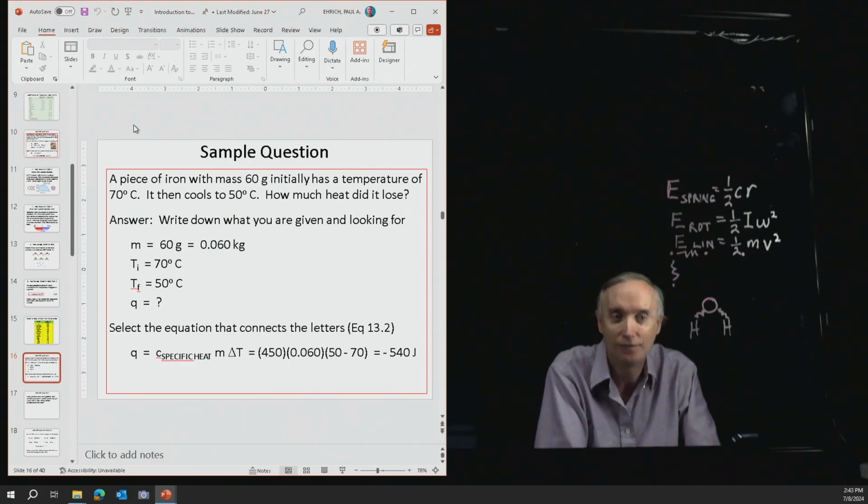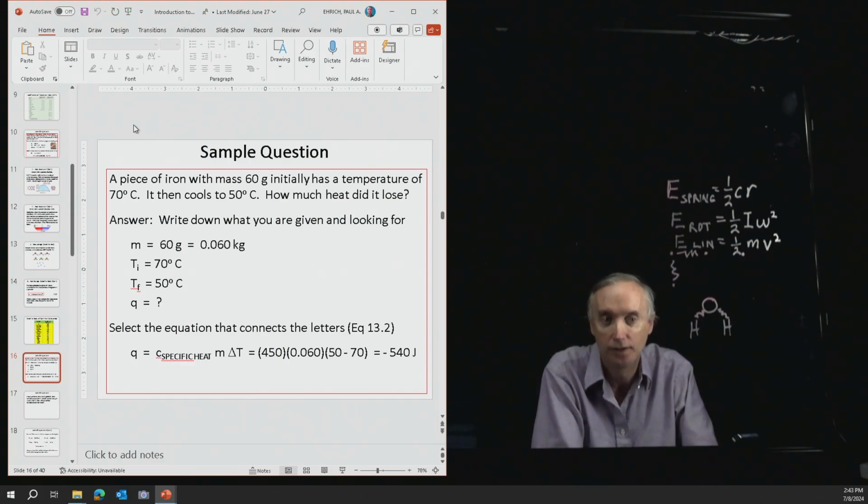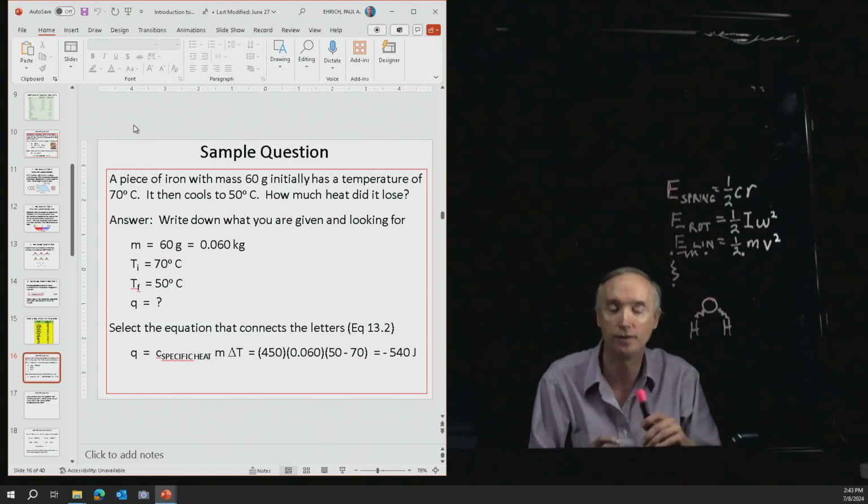So what's the significance of the negative sign? That meant it lost heat when it did that. So that's the negative sign in there.